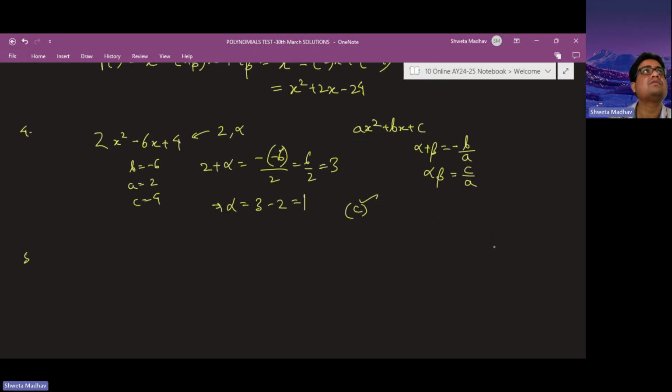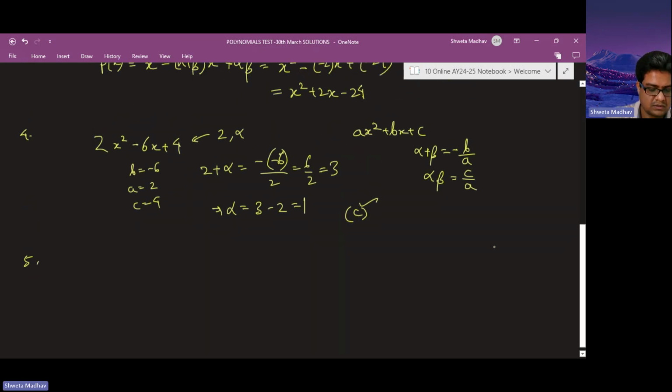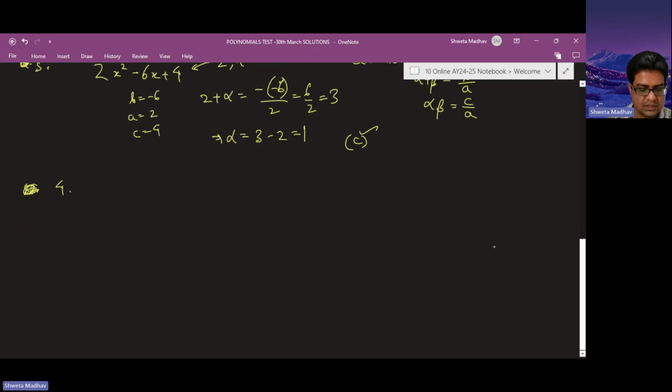Then in question number 5, it has been told that, no, sorry, this was the fifth one, which I have solved. Okay, the fourth one we shall solve now. The fourth one is: the zeros of the quadratic polynomial, which is x square plus 99x plus 127, are. So its zeros we have to find out.